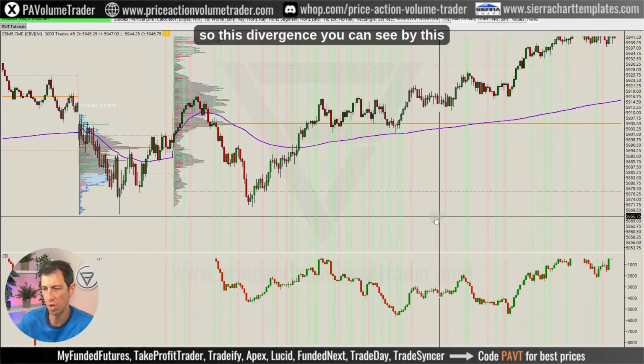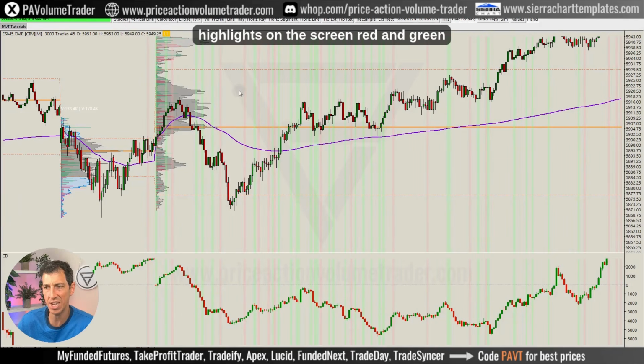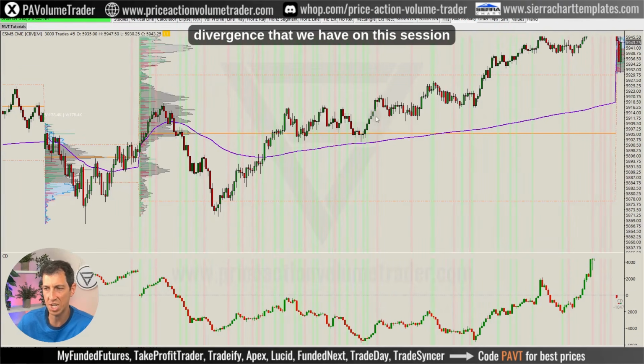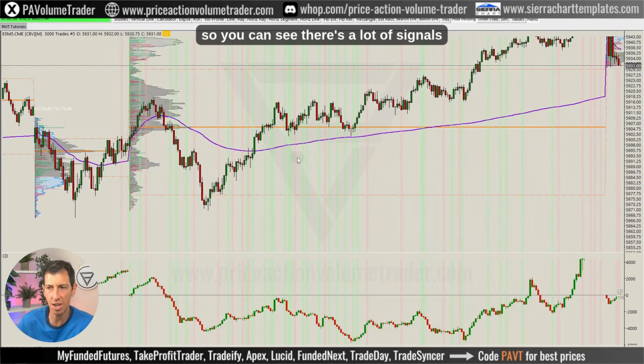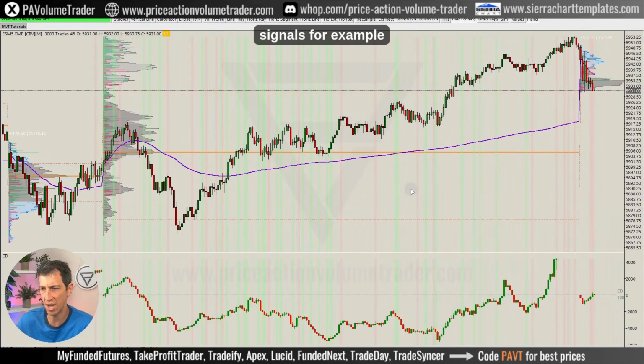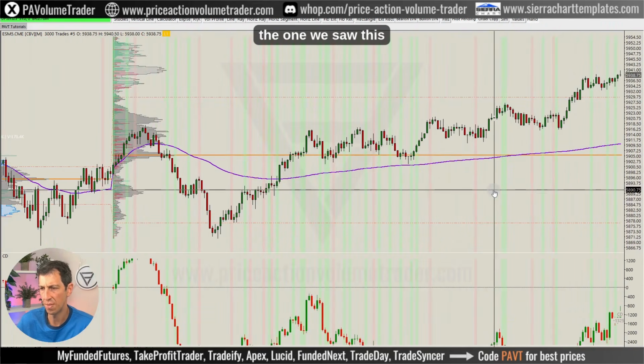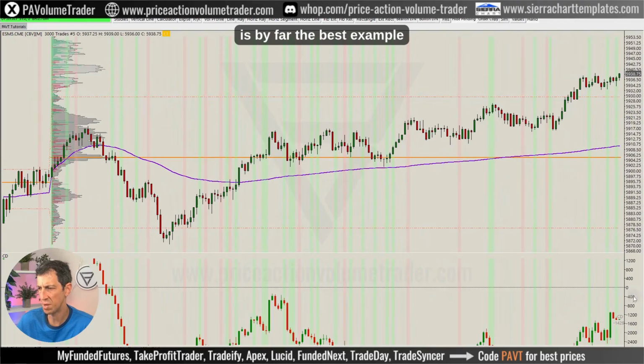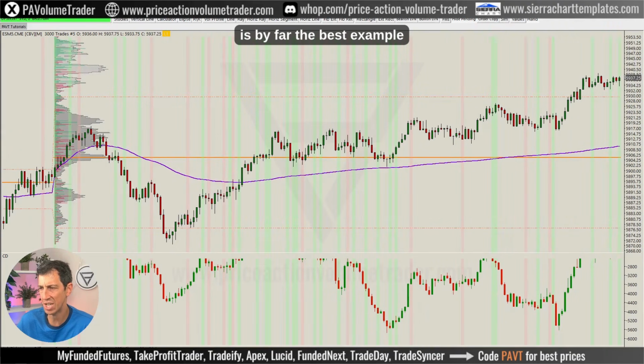So with this divergence, you can see by these highlights on the screen, red and green, this is highlighting every divergence that we have on this session. So you can see there's a lot of signals of divergence. Some are not going to be really useful. Other ones will give you some good signals. For example, the one we saw, this is by far the best example that we see on the chart.